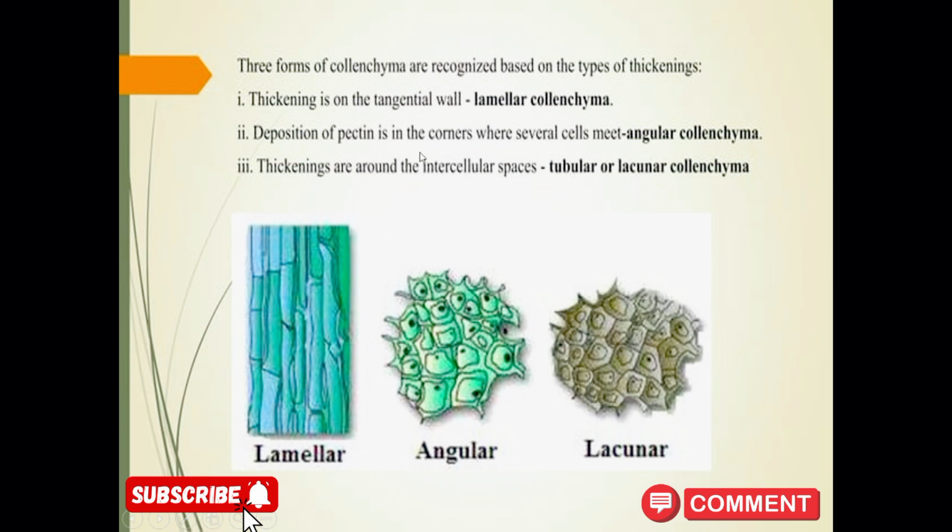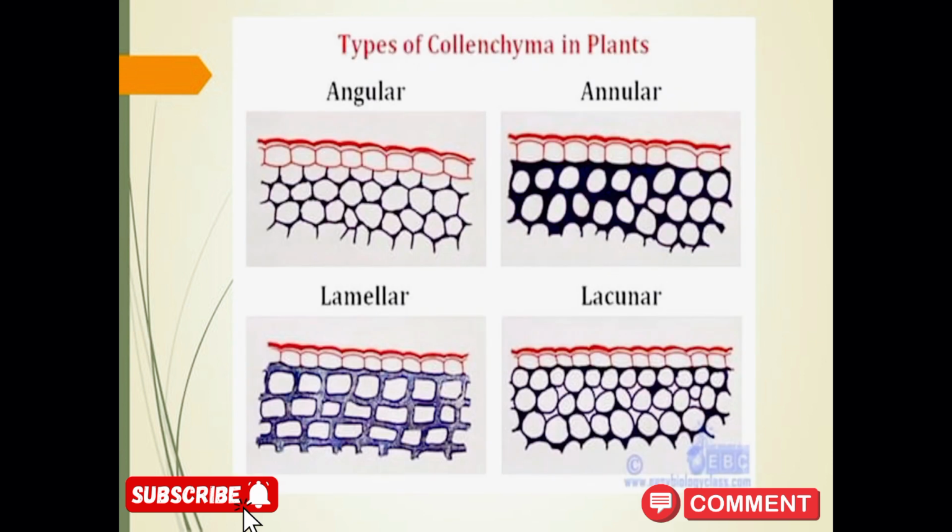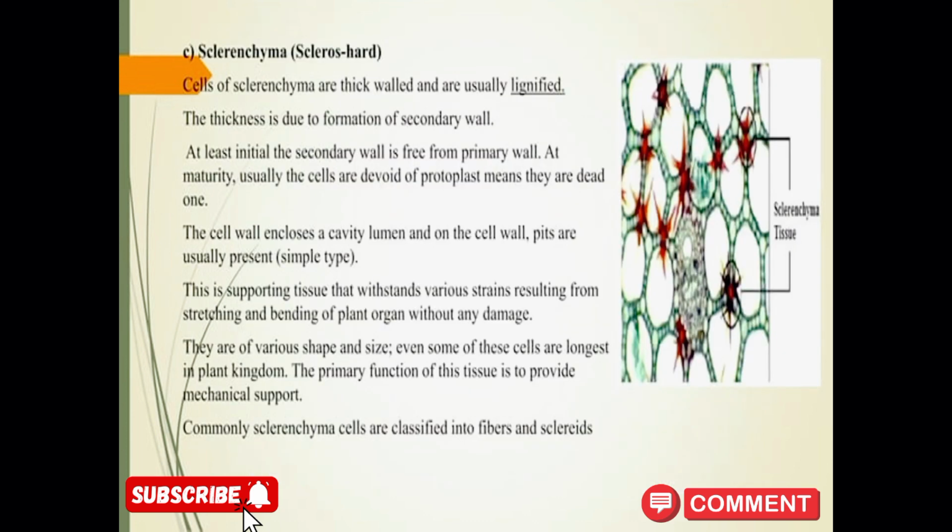When the deposition of pectin is present in the corners, it is known as angular collenchyma. When the thickening of pectin is present around the intercellular spaces, it is known as tubular, when present in the form of tubules, or it may be pointed, which is known as lacunar collenchyma. So these are four different types of collenchyma: lamellar, angular, annular, and lacunar collenchyma.